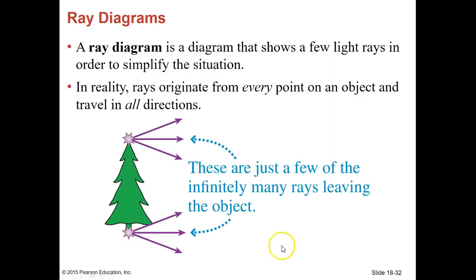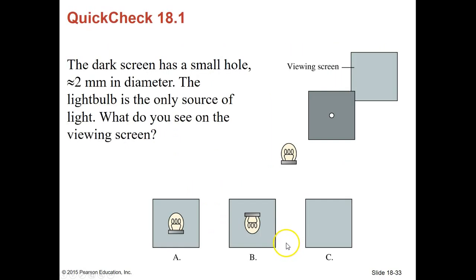A ray diagram is something that we're going to use, and you're going to use these a lot, and they help us use just a few rays to simplify the situation. In reality, light rays do originate from a single point, and there are a lot of them, but we're only going to use a few. We do some ray tracing. So here's the first example. This is Quick Check 18.1. It says the dark screen has a small hole, so here's our small hole. It's about 2 millimeters in diameter.